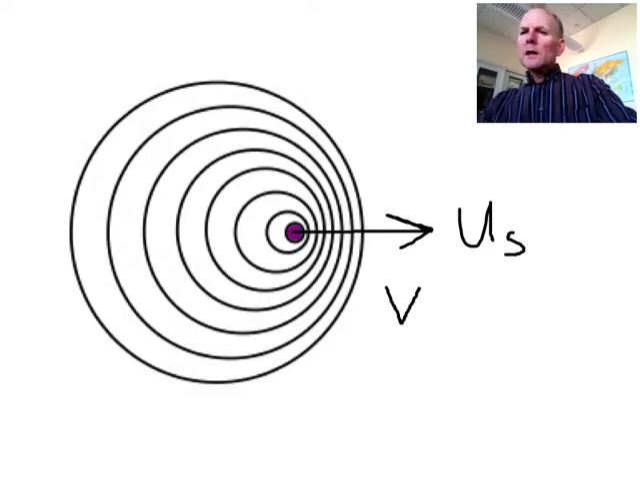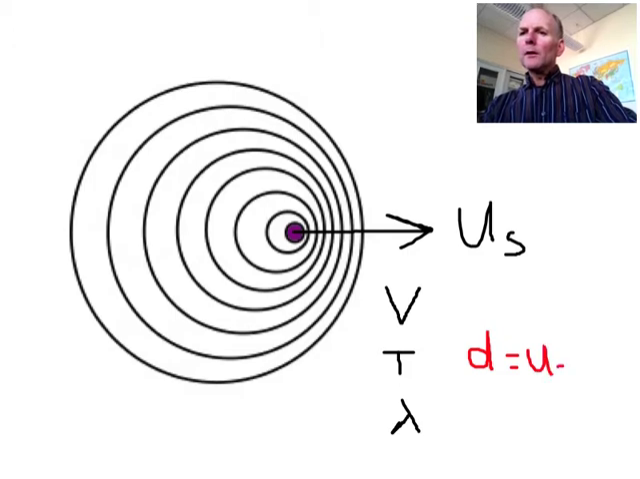Now in a time t, the period, the wave fronts move forwards by a distance of one wavelength. But in that same period of time, the source itself also advances forwards, by a distance given by the speed of the source multiplied by the time period. So the source moves forwards by this distance in the same period of time.